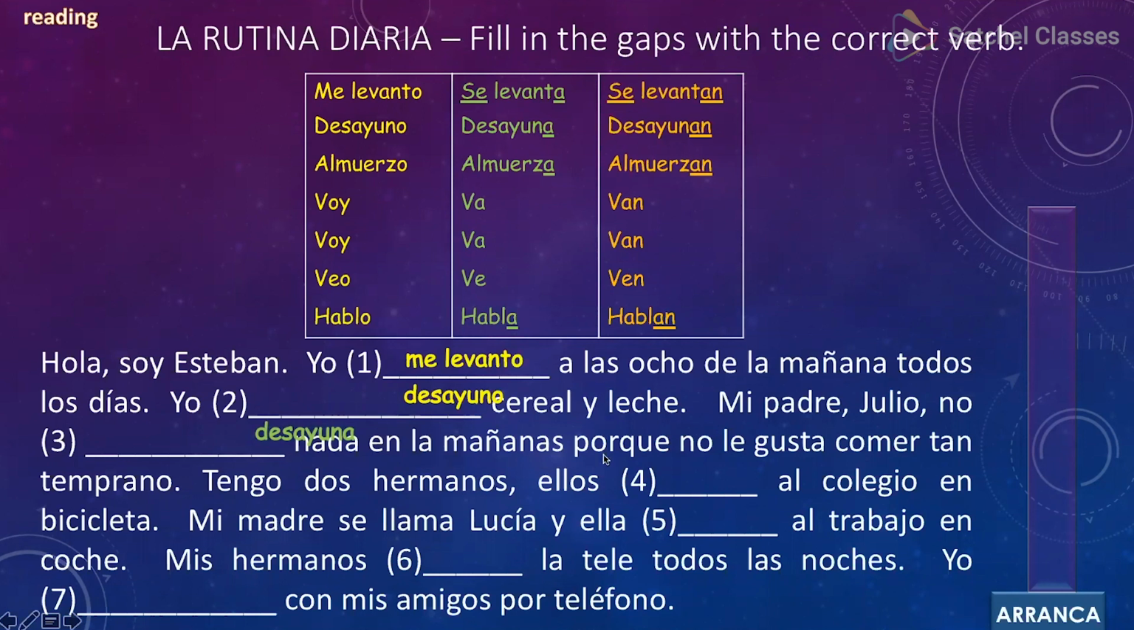Then we have tengo dos hermanos. Ellos, now we're talking about they. Al colegio. Now remember that we had a phrase al colegio, which is to go. Van. I do apologize for my writing being slightly off. Then we have mi madre se llama Lucía y ella va al trabajo en coche. Then we have mis hermanos. Once again, they, so it's going to be orange. La tele. What do we do with tele? We watch. Ven. And finally, yo con mis amigos por teléfono. Yo is myself, that's I. And what do I do with my friends on the phone? Well, I speak, hablo.